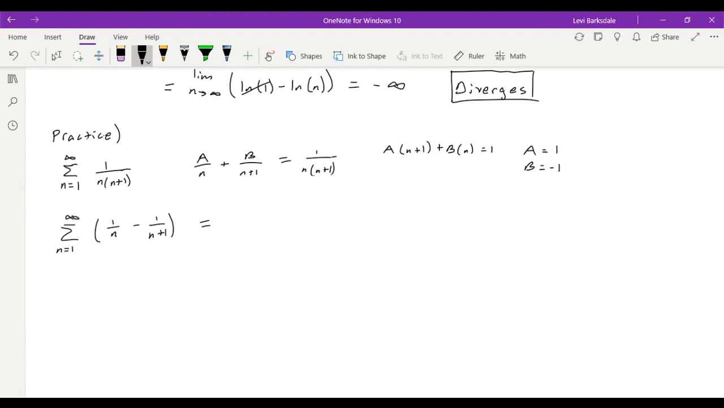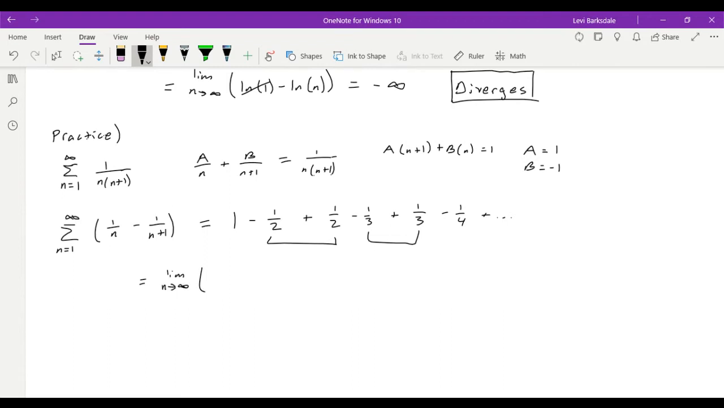And when we start writing out some of our terms, our first term is 1 minus 1 half. Our second term is 1 half minus 1 third. Our third term is 1 third minus 1 fourth, and so on. And our 1 halves will cancel, our 1 thirds will cancel. And once again, we're left with the very first part of the first term and the very last part of the last term.